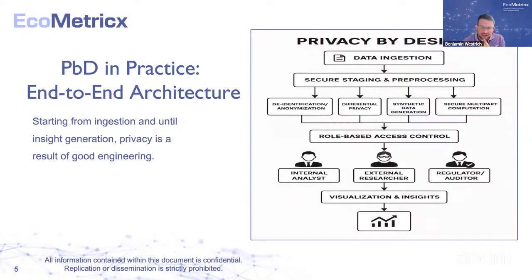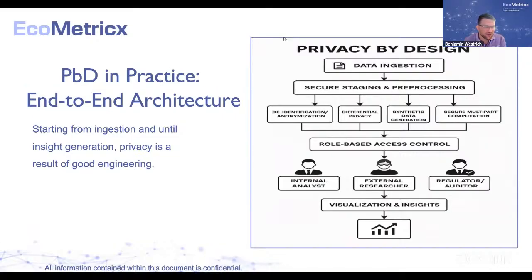Later on here in the middle, role-based access control. Different users, like internal analysts, external researchers, regulators, and auditors, for example, get access only to the level of detail and only the data that's appropriate for their role. Everybody gets what they need to do their job, and they don't get anything more. And then we can visualize insights and report that out, but only from the data that's been carefully transformed and governed so that those visualizations and insights protect the consumer's information.